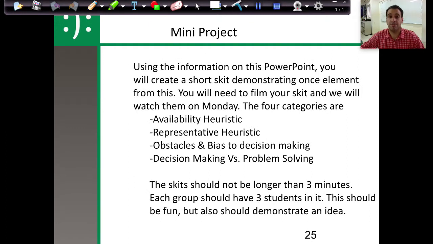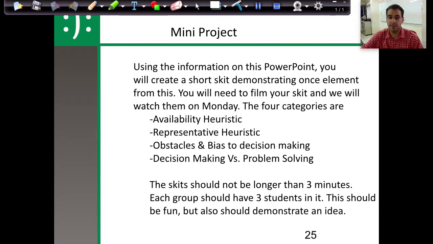Okay, so now for your project, I already kind of told you about it, but this is kind of it in writing. Using the information on this PowerPoint and your textbook and internet sources if you want, you will create a short skit demonstrating one element from this. You will need to film your skit and we will watch them on Monday. This does not need to be professionally made. It doesn't need to be super fancy, just good enough to explain one of these, okay?